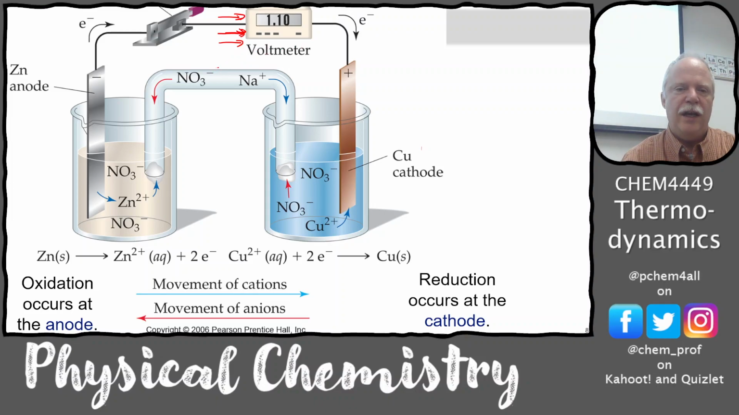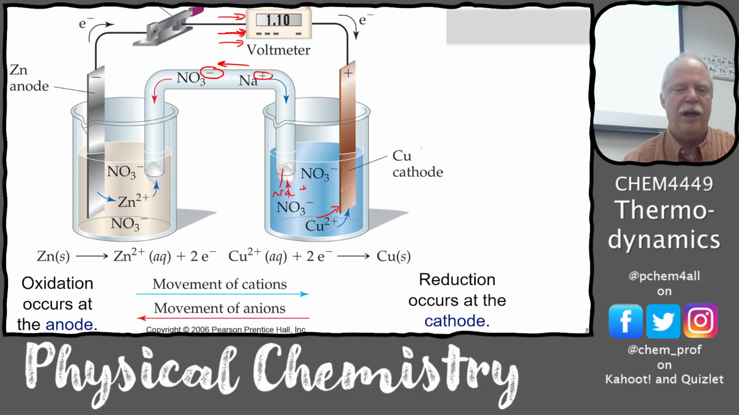And so notice the negative anions here are flowing in this direction. So the negative charges are going in a clockwise manner through this whole circuit. And the positive ions are going in the opposite direction. So sodium's coming out of the salt bridge and going into solution to replace the missing copper ions.